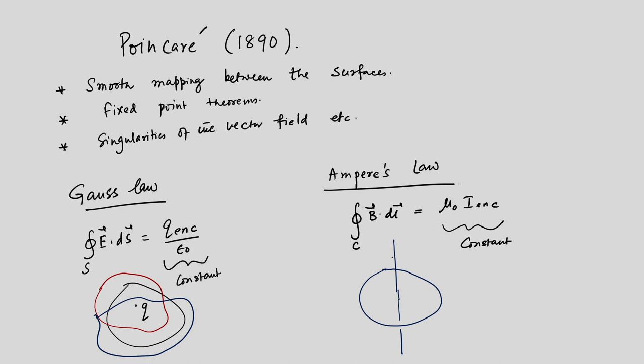So this is a current, and the line integral of the magnetic field will give you the I enclosed, so it's mu 0 I. If I now change it to another loop, but enclosing this, it will still be the same, and so on. Okay, so this is the first realization of a topological invariant, or the application of topology in the field of physics.